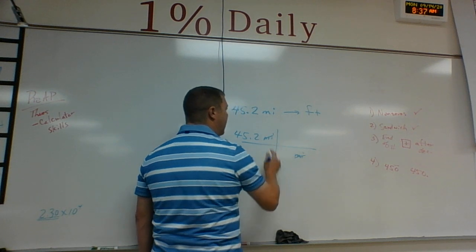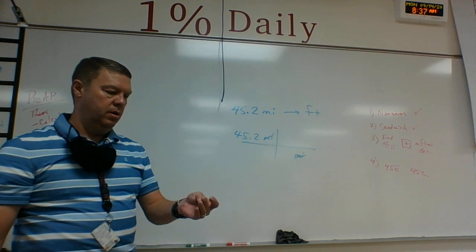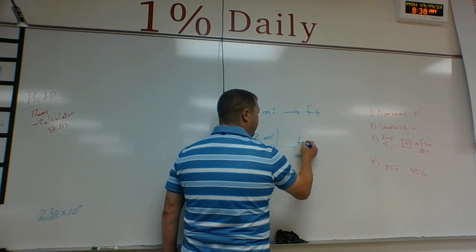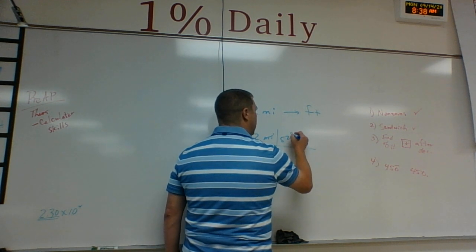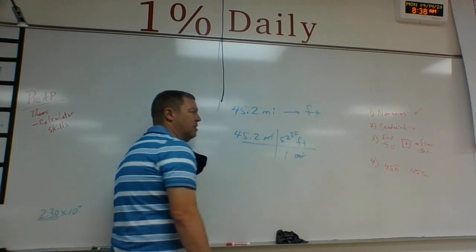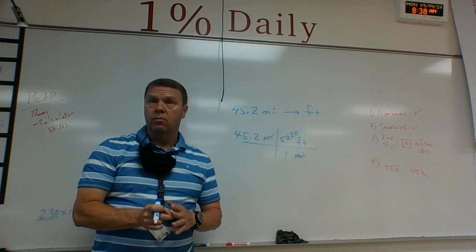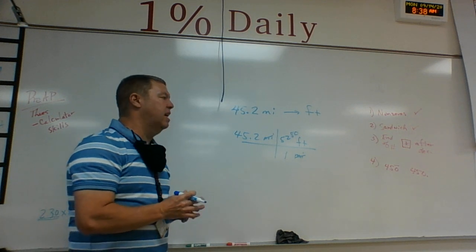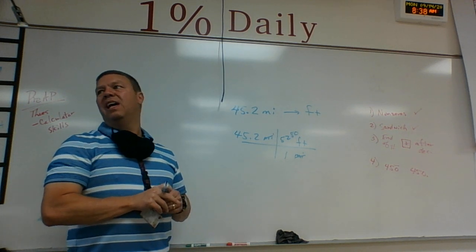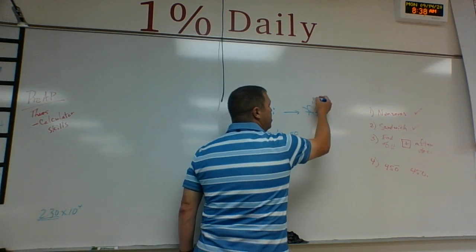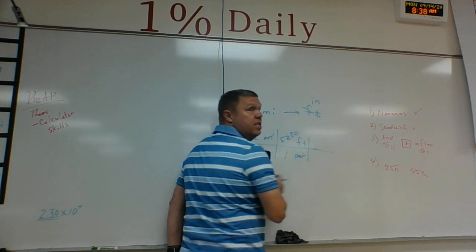Mark it out. What's the only thing I know how to turn miles into? Feet. 1 mile into feet is 5,280 feet. 1 mile is 5,280 feet. And I gave you that reference number in your notes. The only word that's not marked out right now is feet. What unit do I want my answer in? Feet.